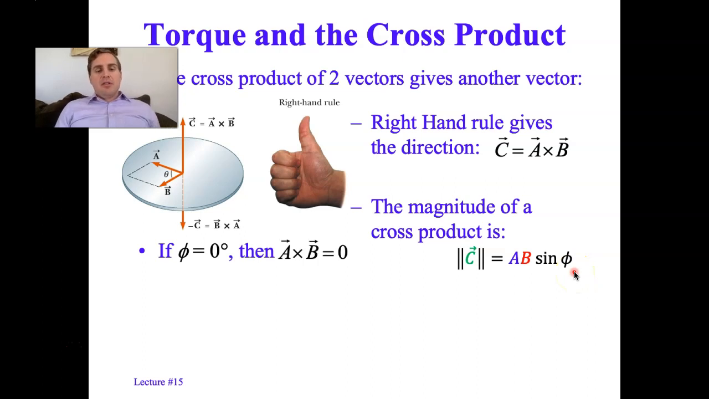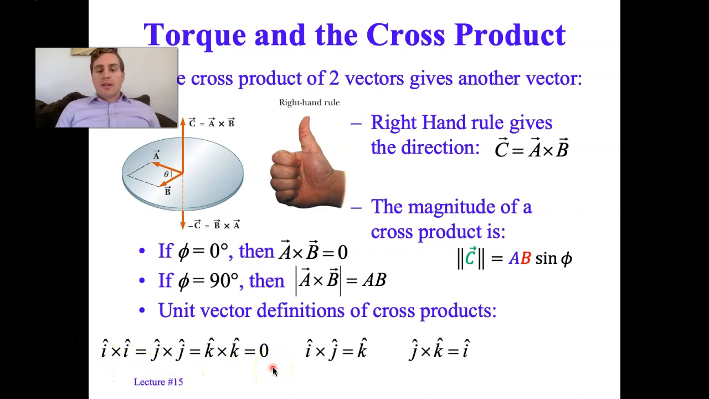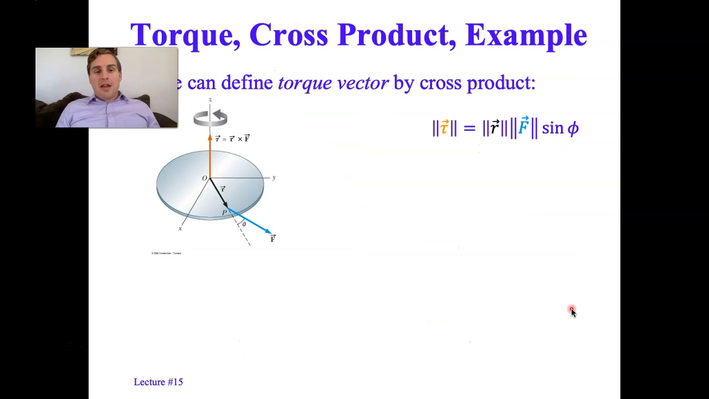If phi equals 0, then A cross B equals 0. That makes sense because the two vectors are parallel. If phi equals 90 degrees, then the magnitude of the cross product is just AB. That's the maximized cross product. And from the unit vector definitions, the cross product of a unit vector with itself is 0, but otherwise, these are a few examples of Matt's rule. I cross J is K hat, J hat cross K hat is I hat, and K hat cross I hat is J hat.